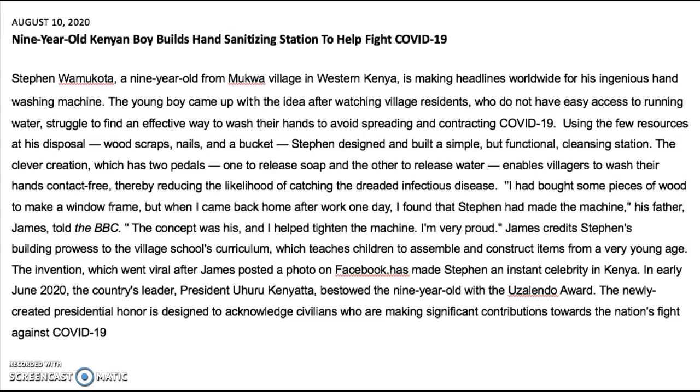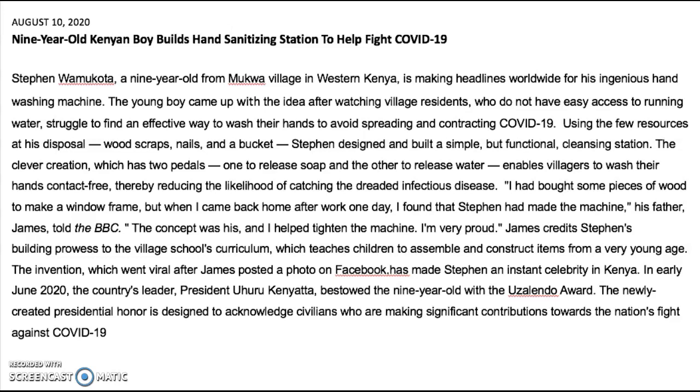I'm very proud." James credits Stephen's building prowess to the village school's curriculum, which teaches children to assemble and construct items from a very young age. The invention, which went viral after James posted a photo on Facebook, has made Stephen an instant celebrity in Kenya. In early June 2020, the country's leader, President Uhuru Kenyatta, bestowed the 9-year-old with a Uzalendo Award.